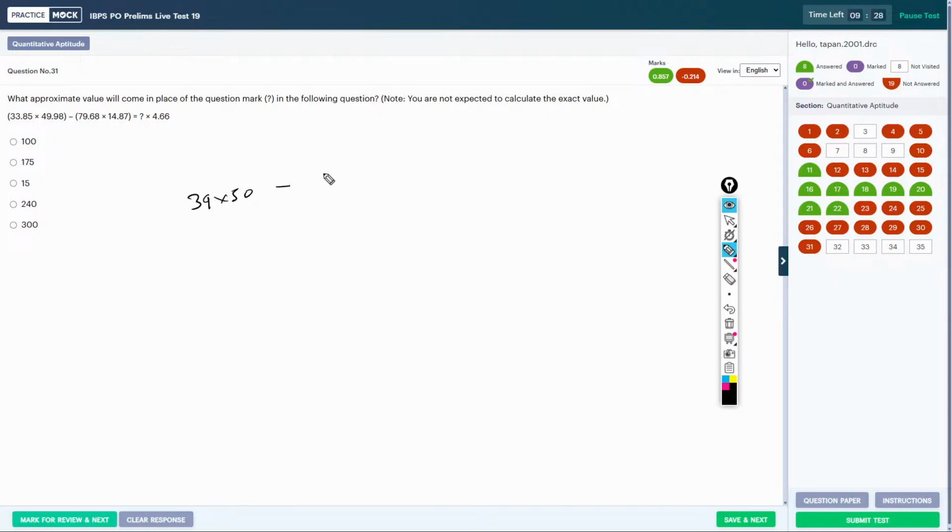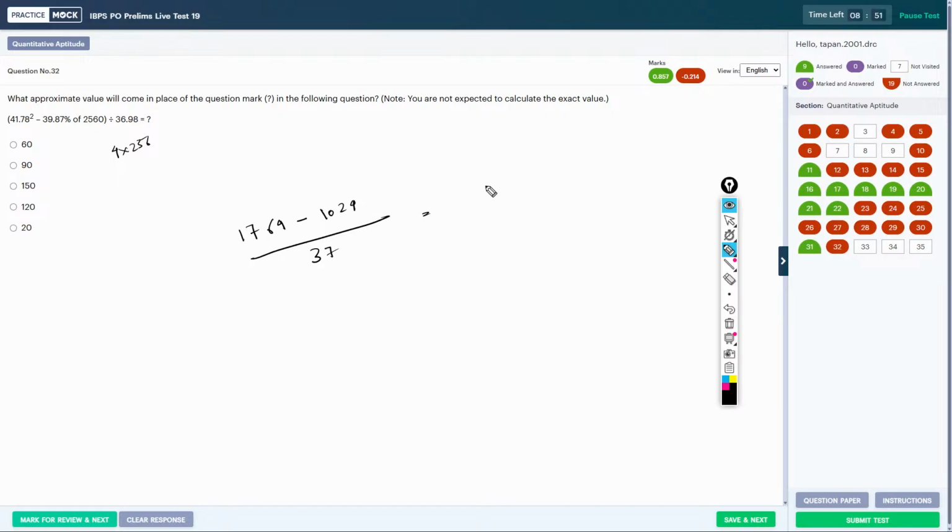34 into 50 minus 80 into 15 is equal to 5x. 5, 3, 5, 10, 340 minus 240, close to 100. 42 square. So 864 and 8 less. 17 minus 40% of this. So 4 into 256, 1024 by 37. So 24 is 40, 740. So 20.